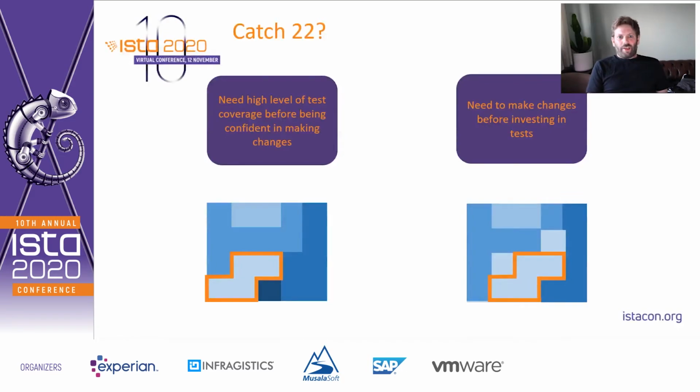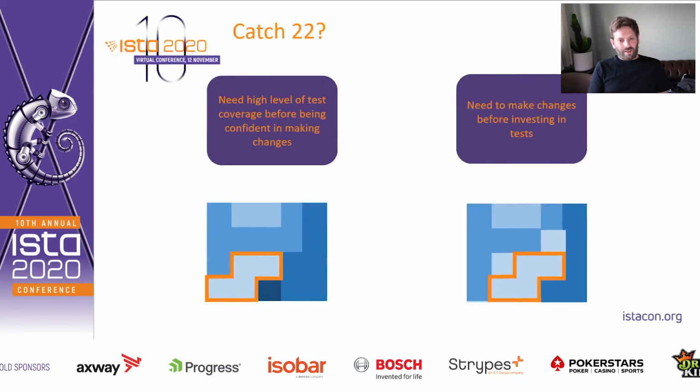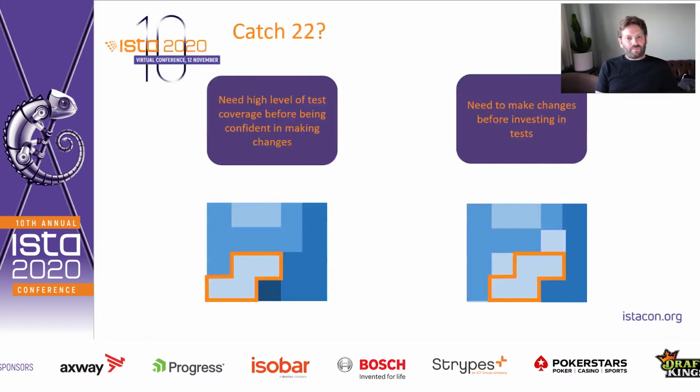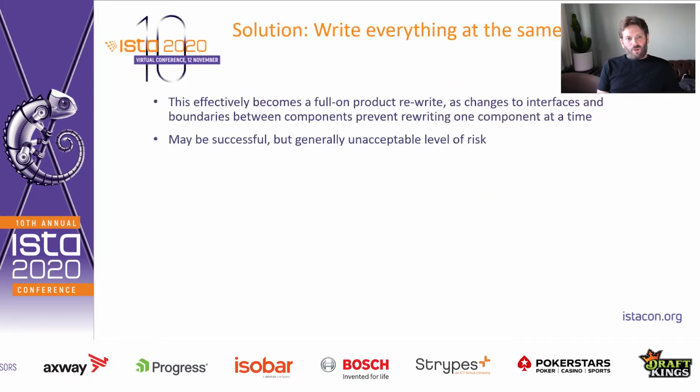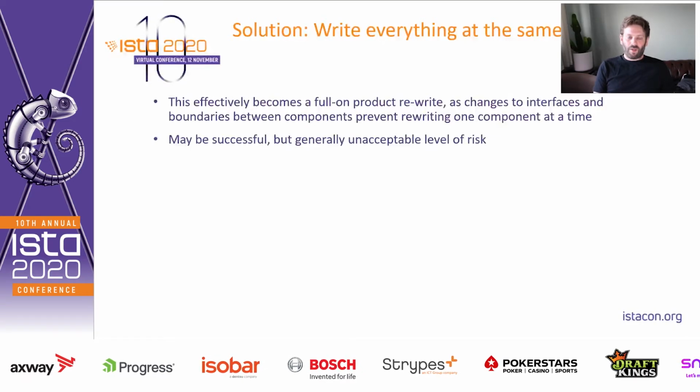So we end up thinking, on one hand, we need to test before we can make the changes. On the other hand, we want the changes before investing in the tests. We had to work out how to solve that. So one possible solution, let's do them both together. Let's write the components, write tests for them.